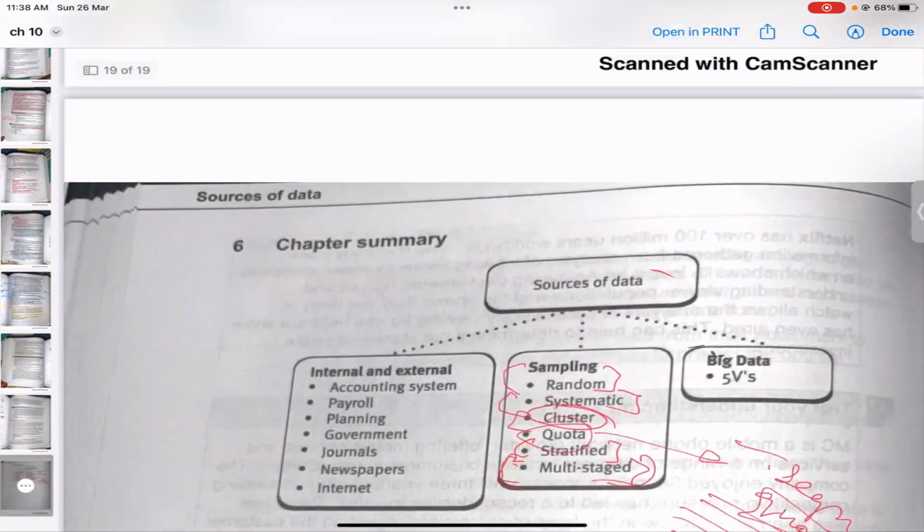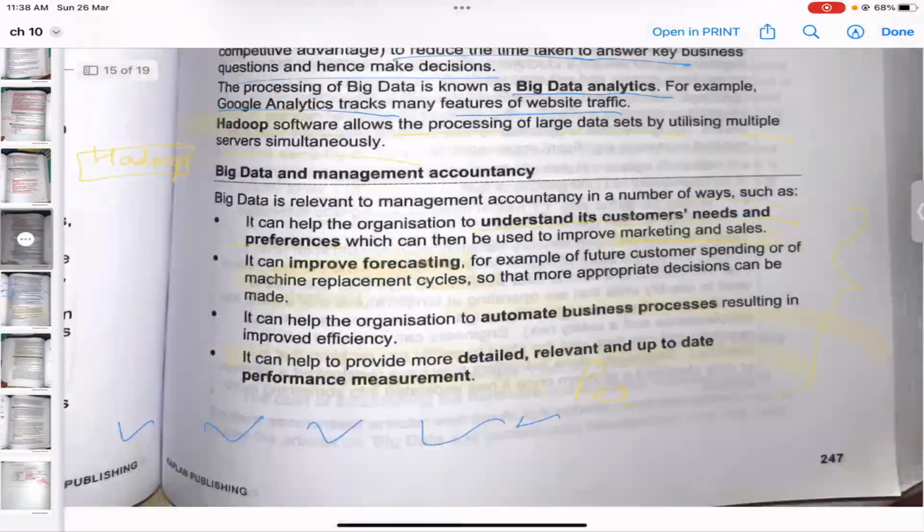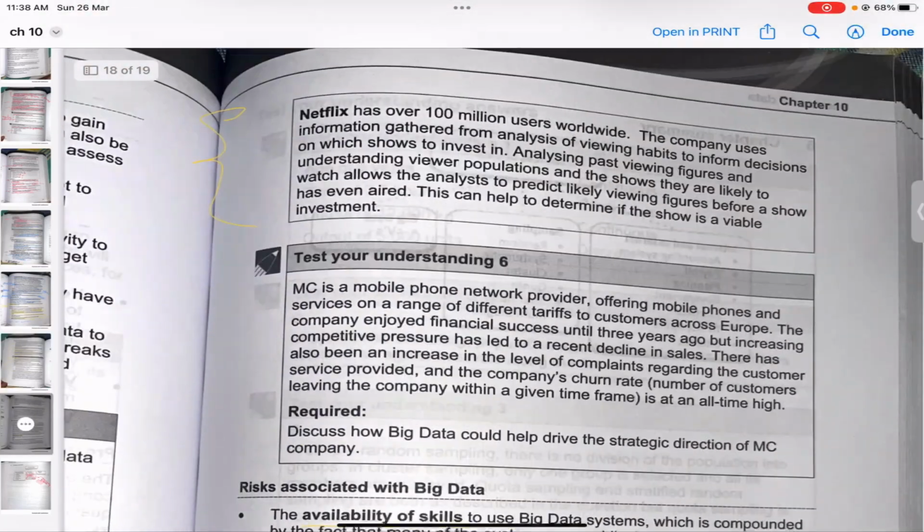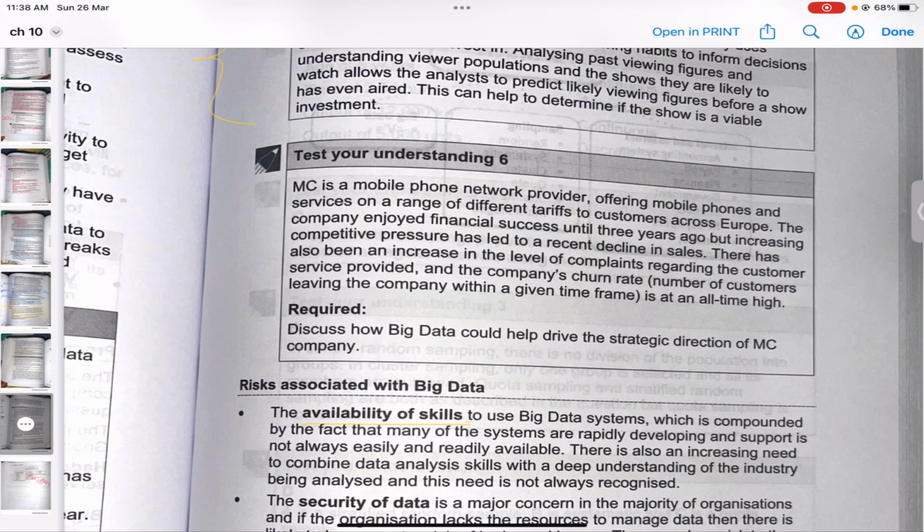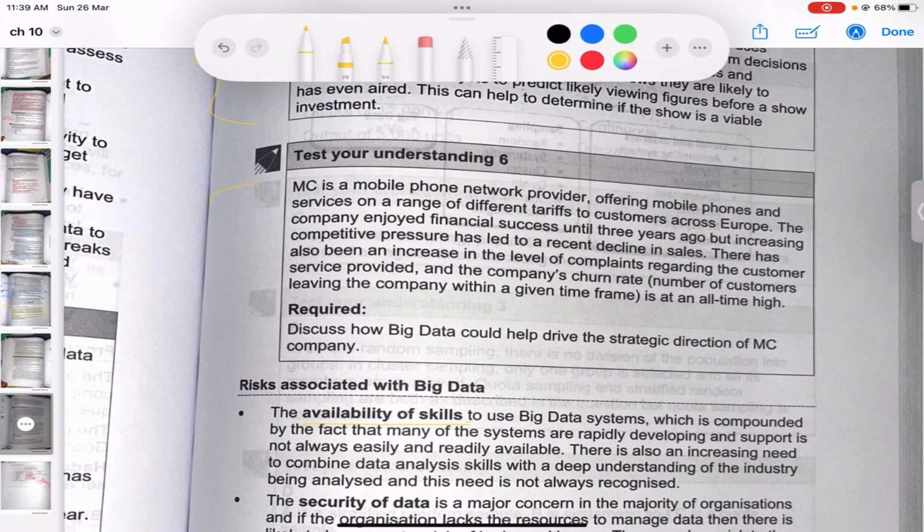Okay, so that's about it. Let's quickly see the last test your understanding also. Test your understanding 6. MC is a mobile phone network provider offering mobile phones and services on a range of different tariffs to customers across Europe. The company enjoyed financial success until 3 years ago, but increasing competitor pressure has led to a recent decline in sales. There has also been an increase in the level of complaints. Okay, I think you can do this by yourself. Big data can be used in various formats. How will big data help this company? This is not going to be tested, obviously, but still just see it.